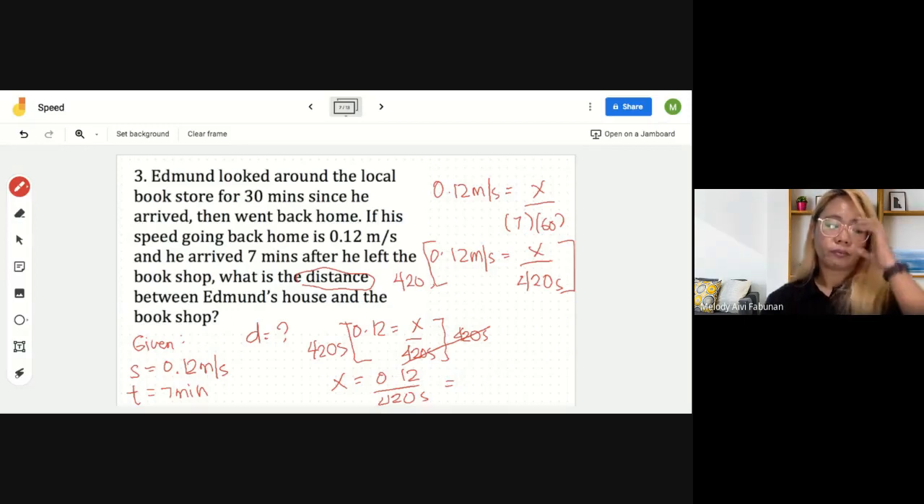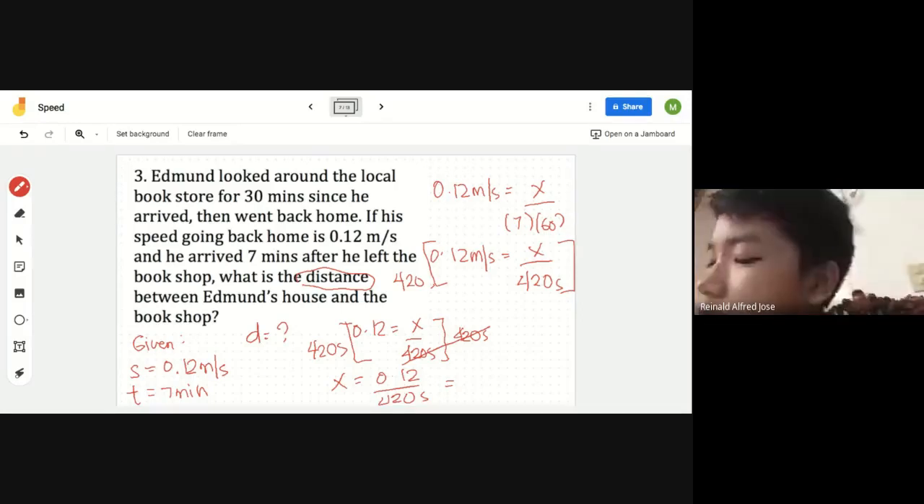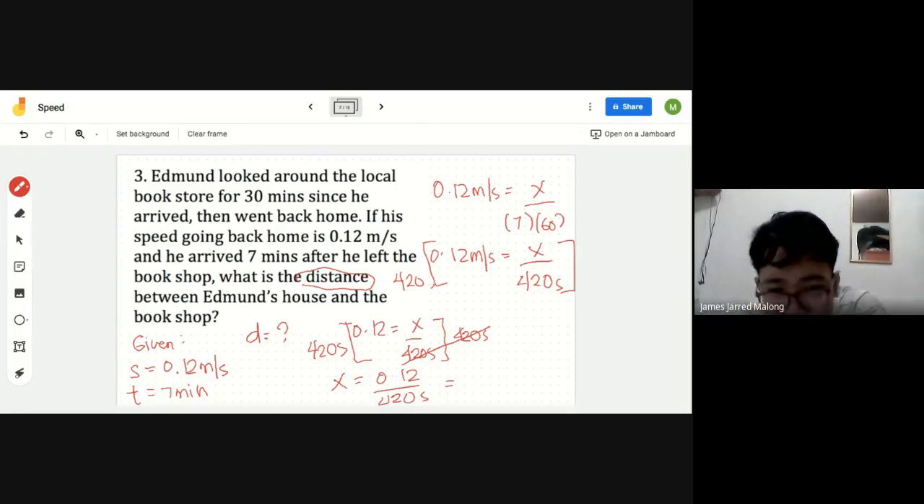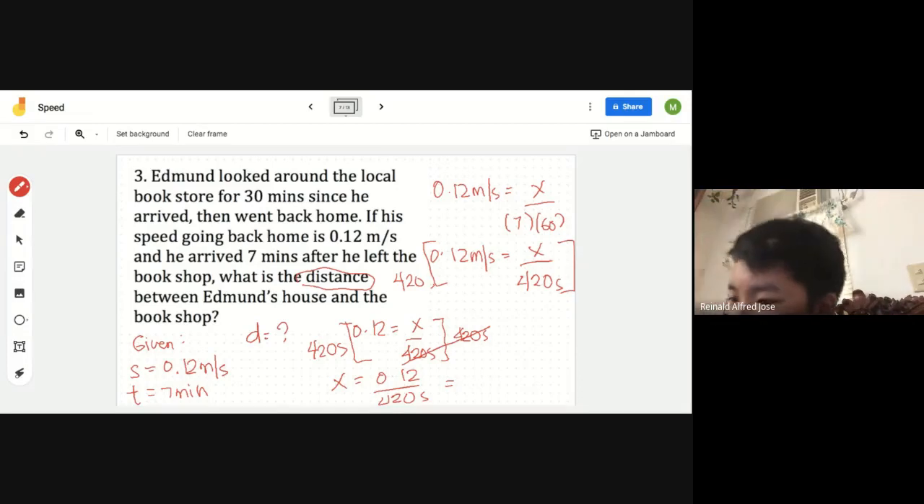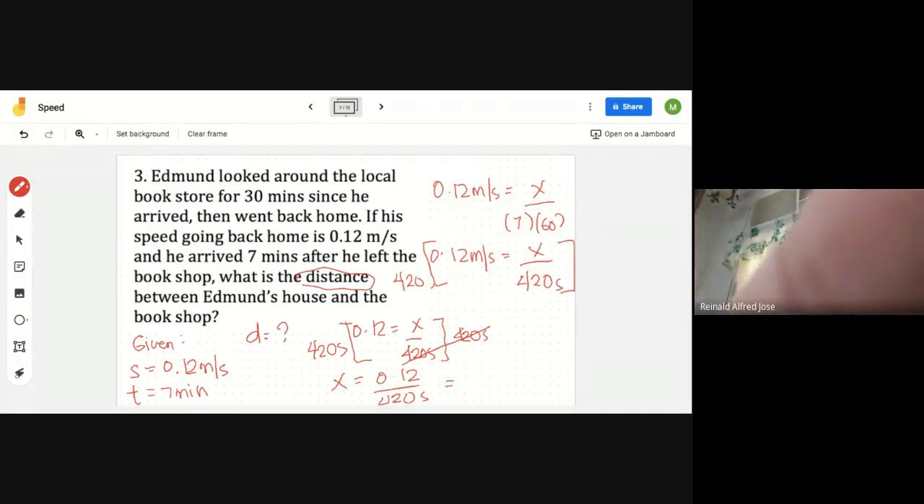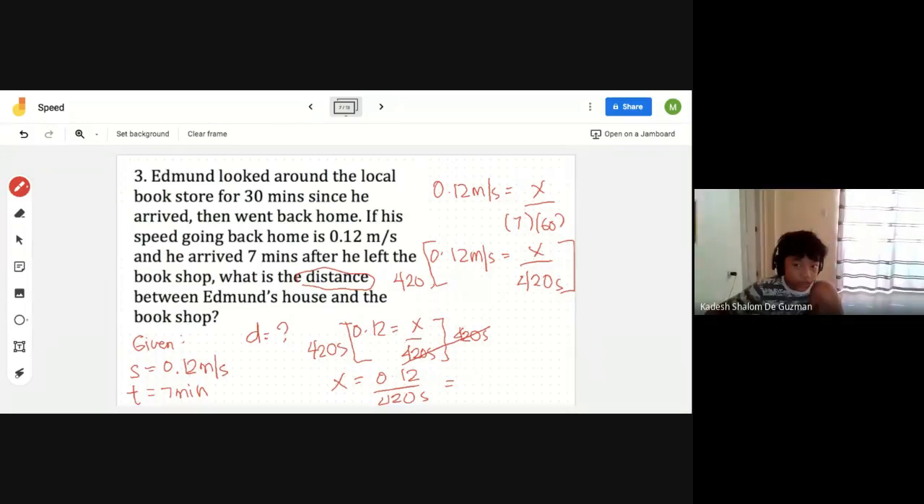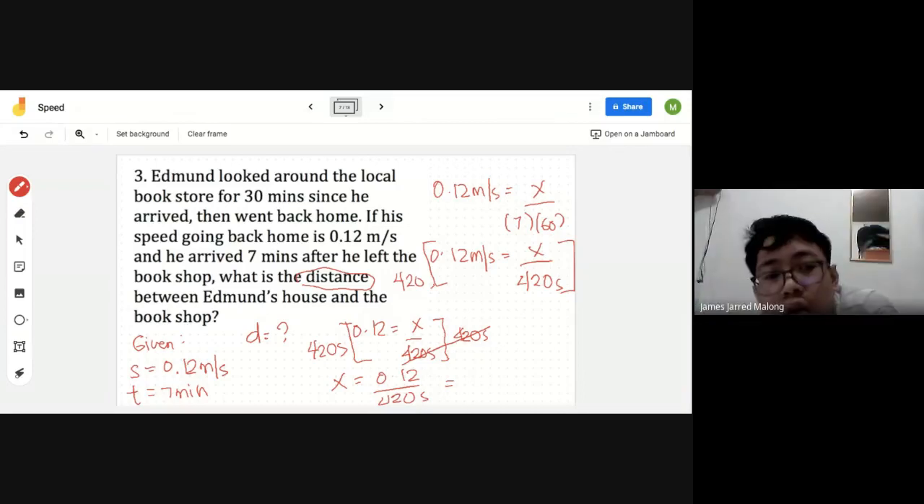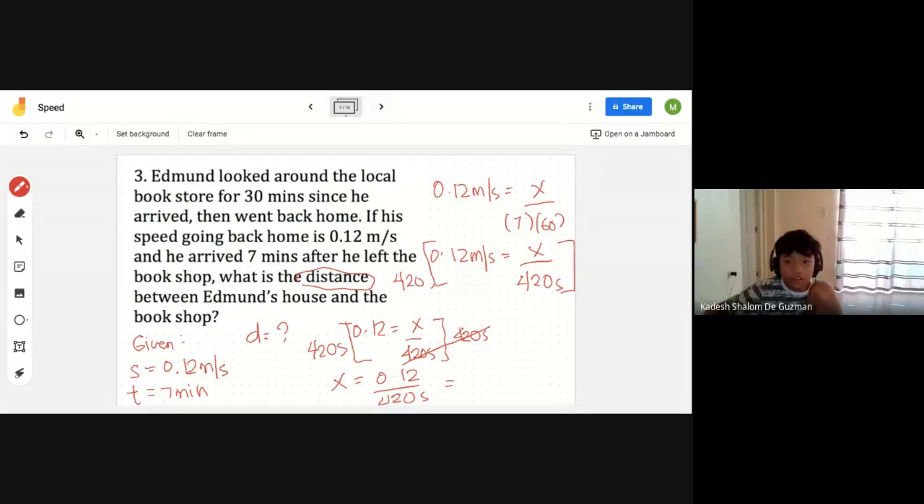Ang liit no? What's the answer? Sir, 0.00028. 0.00029, I just rounded it up. Equal to 58.33333, tas infinite na. Meters seconds.